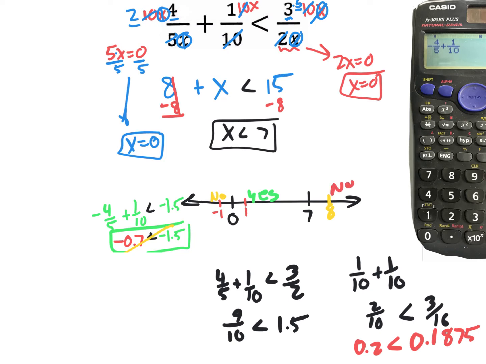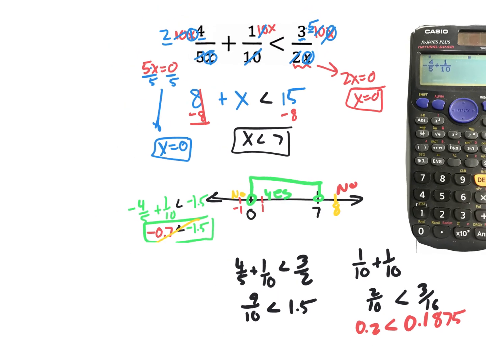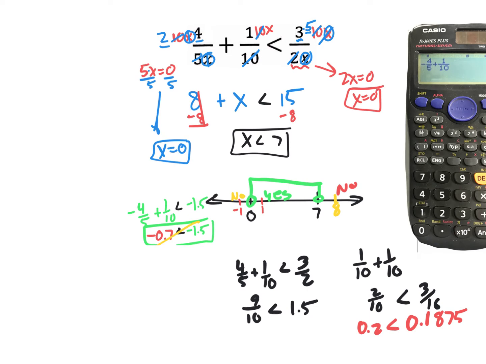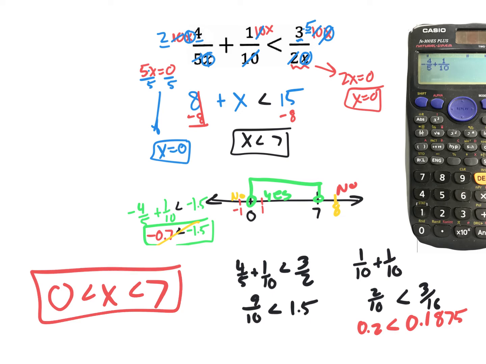So the only place where your answers actually work is between 0 and 7, this area right here. So that is a compound inequality. The answer will be the compound inequality 0 less than x less than 7, with x in the middle. That's a compound inequality for that rational inequality problem. Any questions? Moving on.